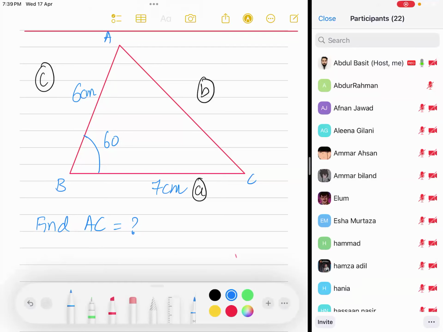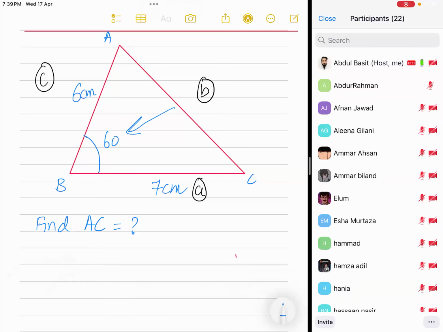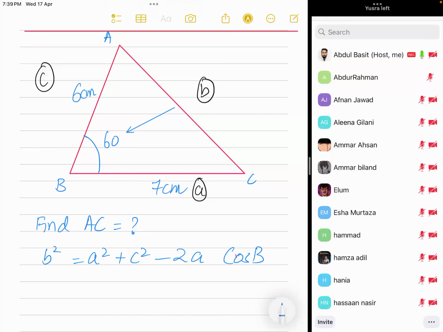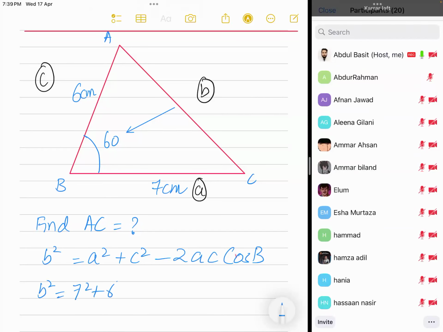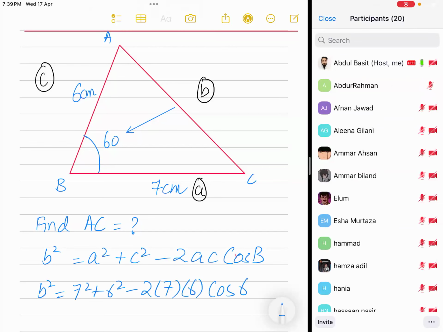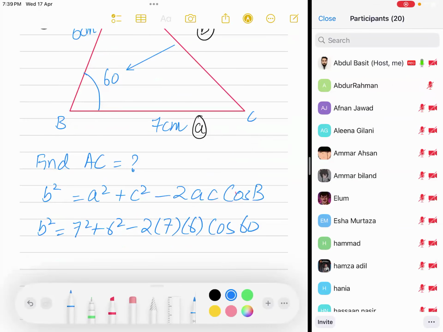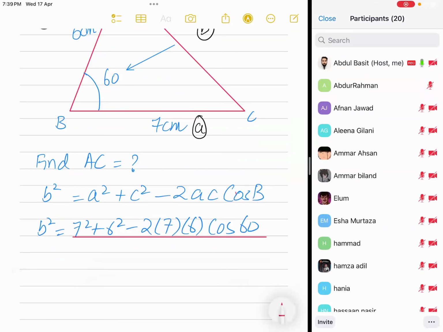So I have to develop the cosine rule for b because angle opposite to b is available. So b square is equals to, okay, now what is left? a square plus c square minus 2 into a into c into cos B. Now put the values. b square is equals to 7 square plus 6 square minus 2 into 7 into 6 into cos of 60. Now put the right hand side into the calculator in one go. Put everything in the calculator and tell me what is the answer.